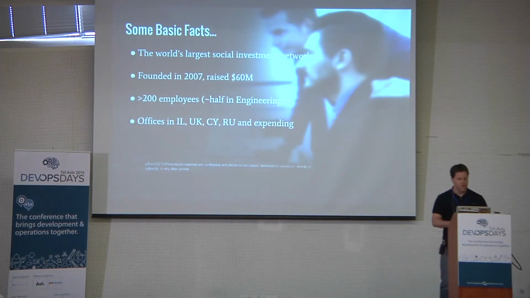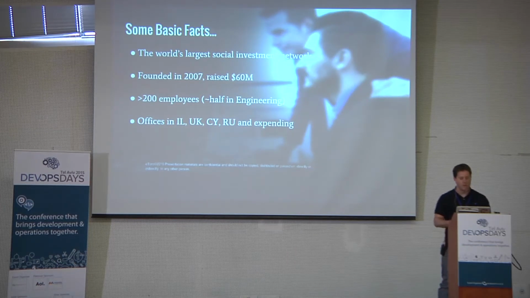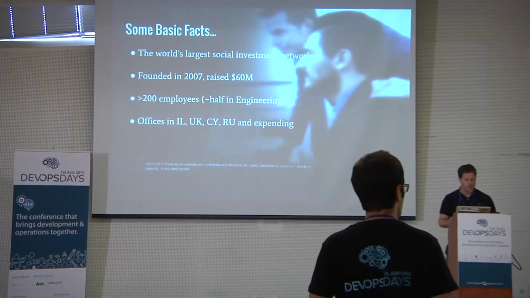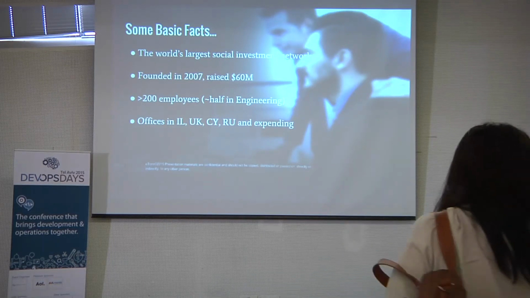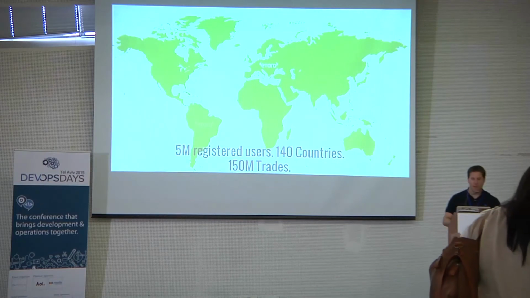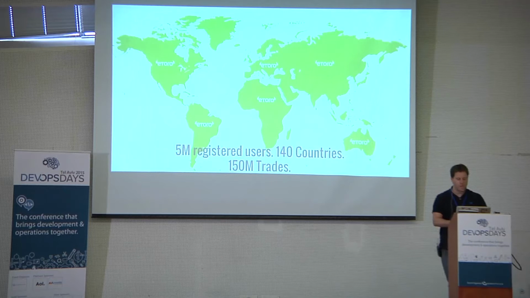So first, a little bit about eToro. We are the world's largest social investment network. If nobody knows, just open a free account and look for yourself. We were founded in 2007. We raised around $60 million. We have more than 200 employees, half of them engineers. We have offices in Israel, here in Ramat HaChayal, in London, Cyprus, Russia, and we are expanding also to China, if you heard about that. We have 5 million registered users spread over 140 countries.